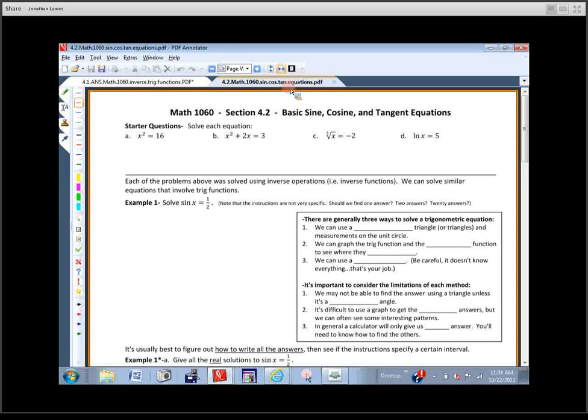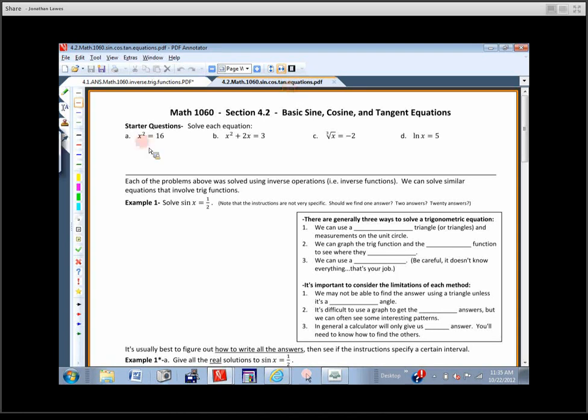This section is on basic sine, cosine, and tangent equations. So like in most of math, we throw some equations in there, start solving those. We've done graphing, we've done verifying identities, we've talked about how trig functions work in general, solved some problems with those. Well, now we're going to solve equations that have trig functions in them.